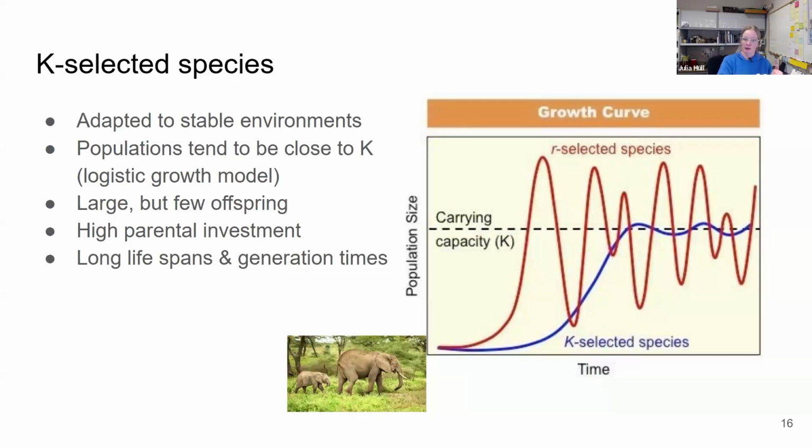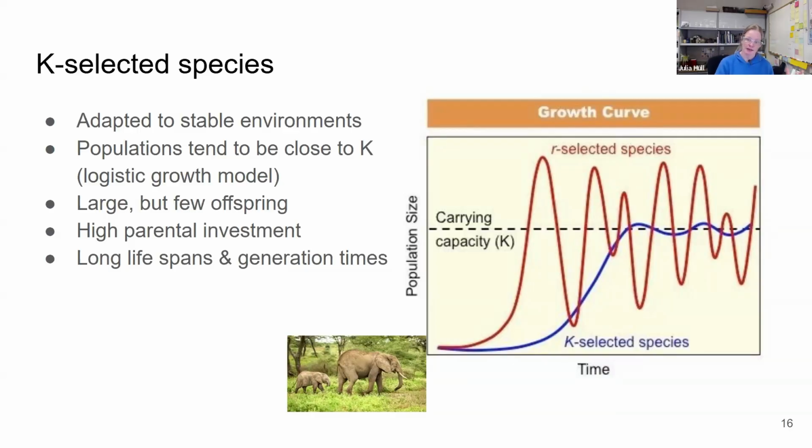These species tend to be large in body size and live a relatively long time. Typically, K-selected species are going to have few offspring and have infrequent reproduction events, and they're going to invest a lot of resources into rearing those offspring.